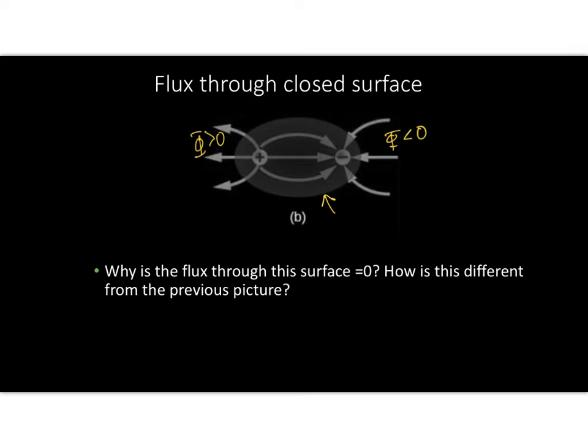Notice that if we added up the positive and the negative charge, they cancel each other out. So that might be a clue. The total charge inside the surface is zero, and the flux is zero. That would have applied to the last case as well.